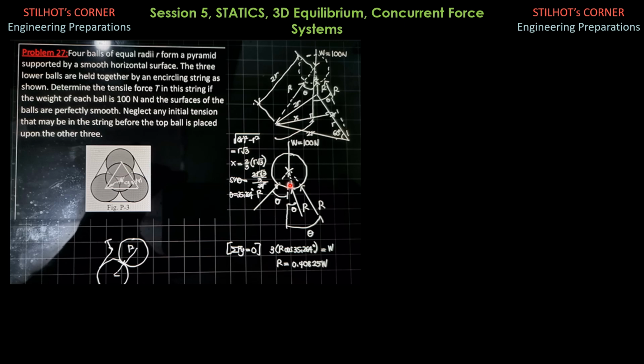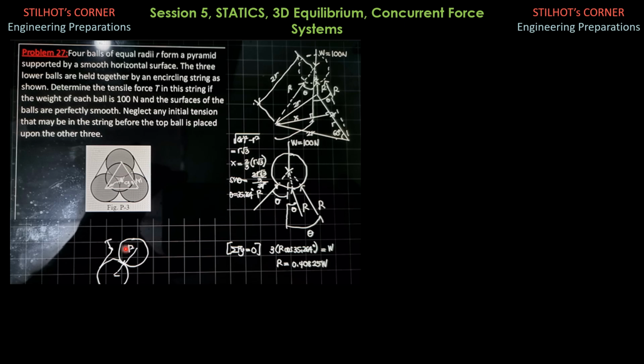35.264 degrees. Therefore, summation of forces vertical, or y equals 0, there are 3 equal reactions. So 3 times the vertical component of these reactions, R cosine of 35.264 degrees, is equated to W, or 100. I'll just call it W to generalize. So R is equal to 0.40825 W, or times 100, that's 40.825 newtons.